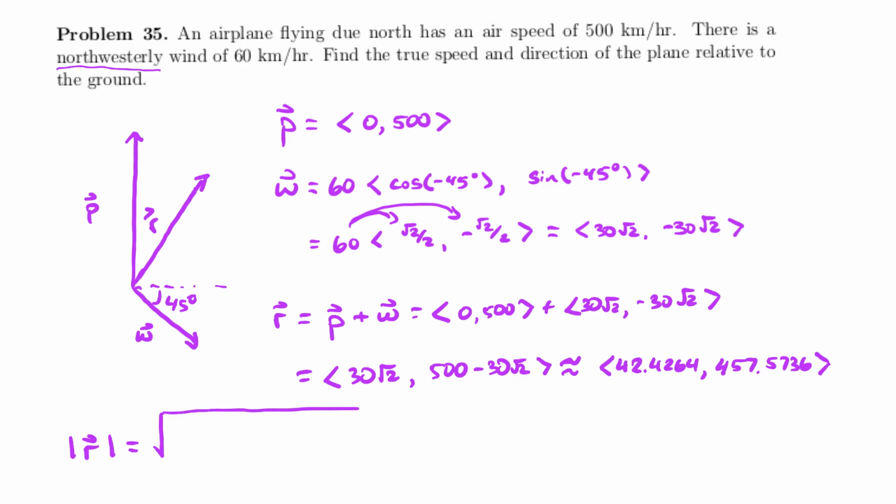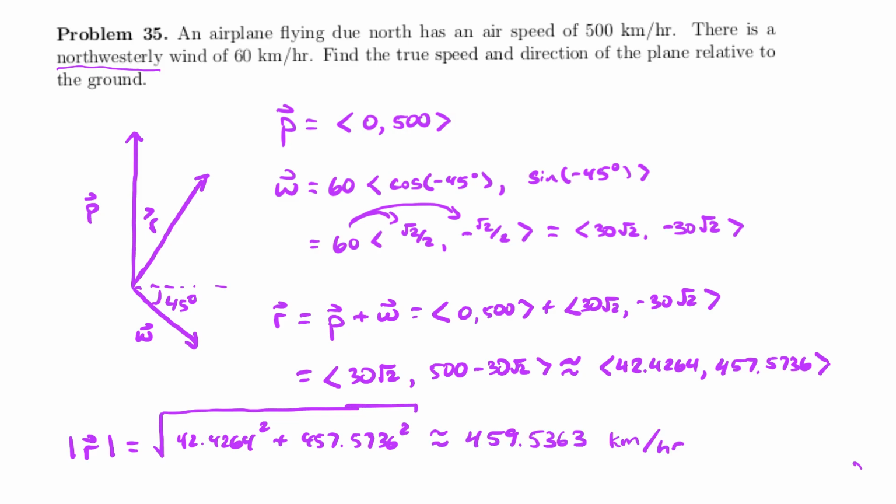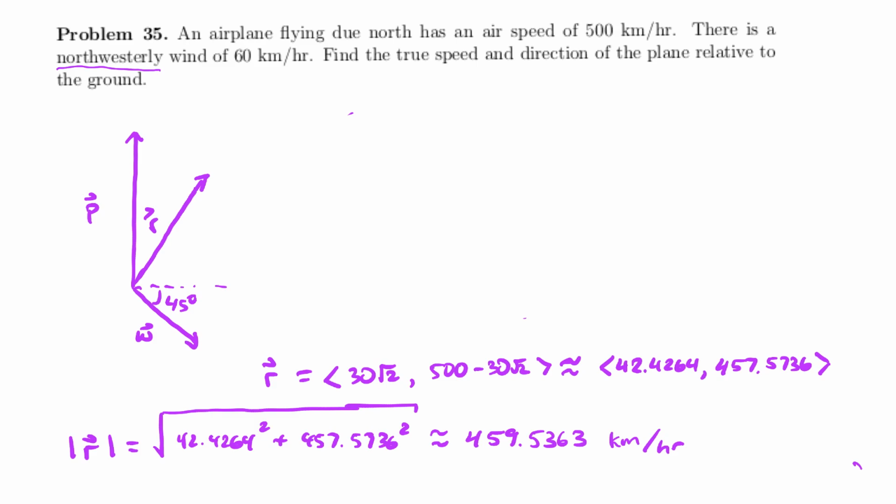Our speed then is just the magnitude of the resultant, which is just going to be the square root of 42.4264 squared plus 457.5736 squared, giving us approximately 459.5363 kilometers per hour. Now for the angle, they want the angle between the resultant and the horizontal.